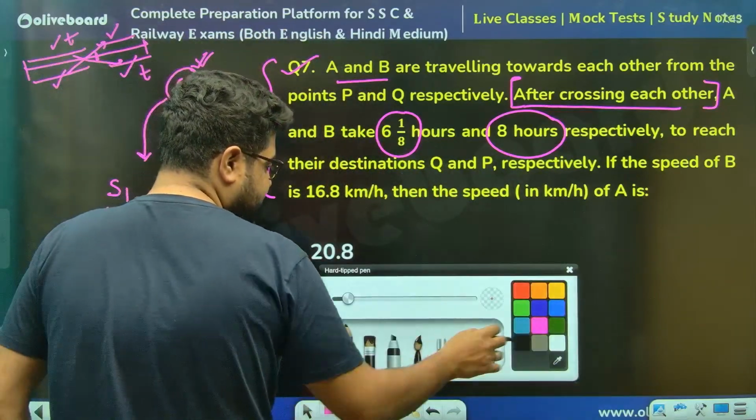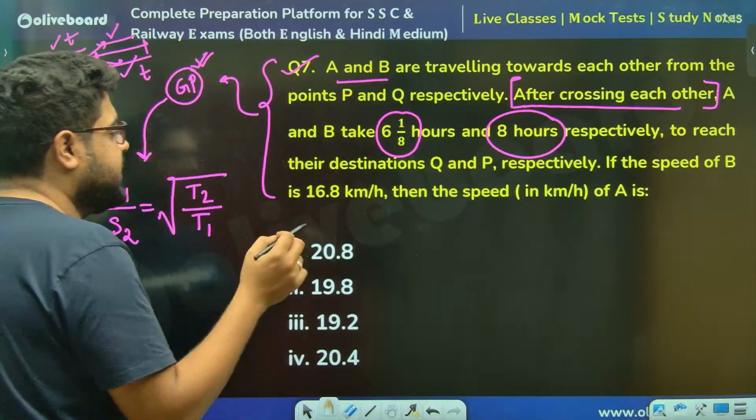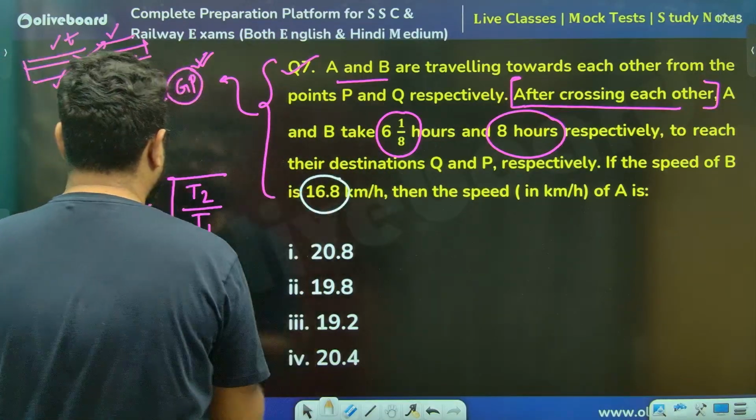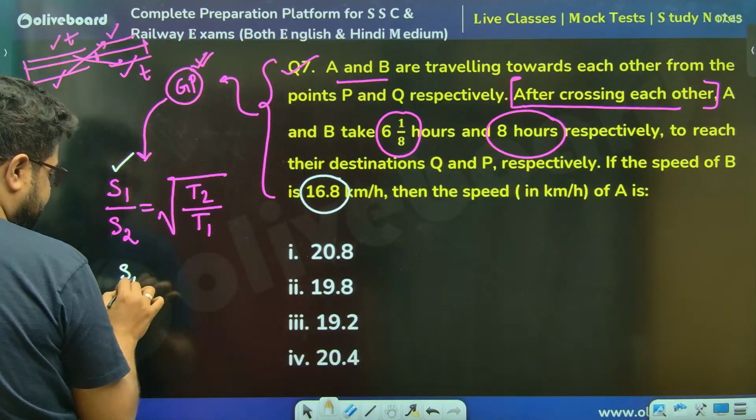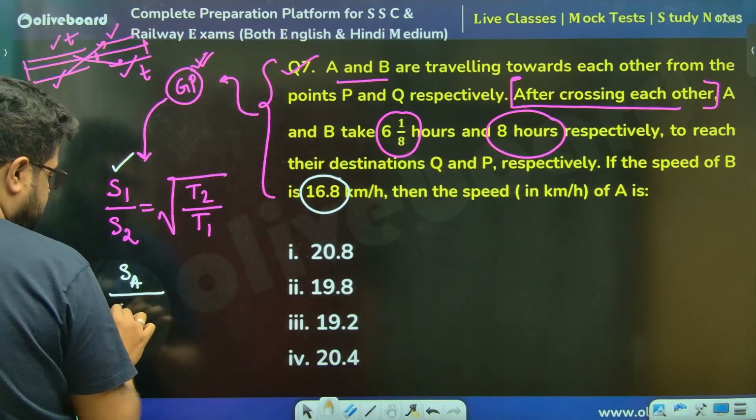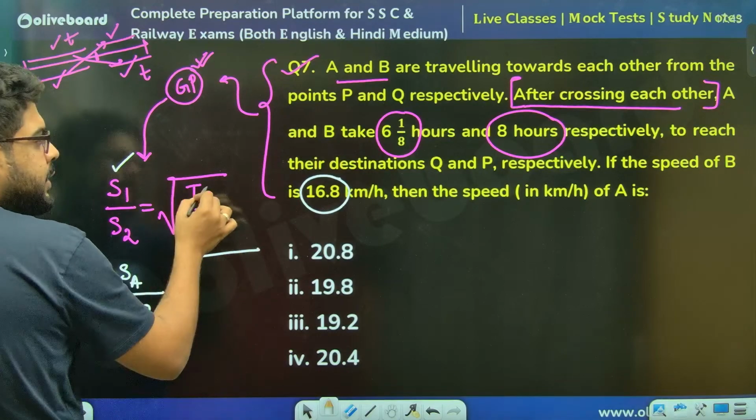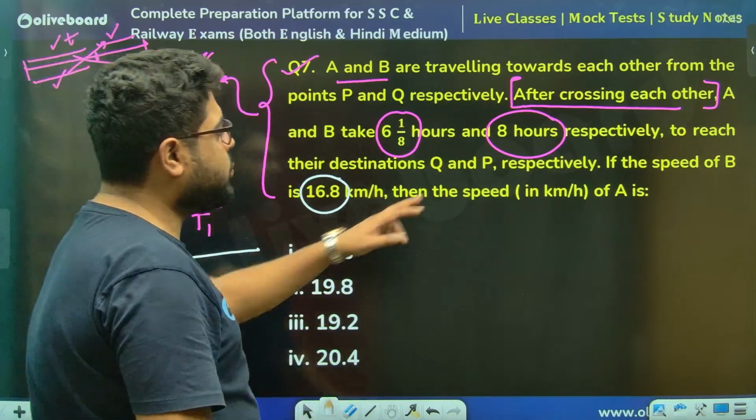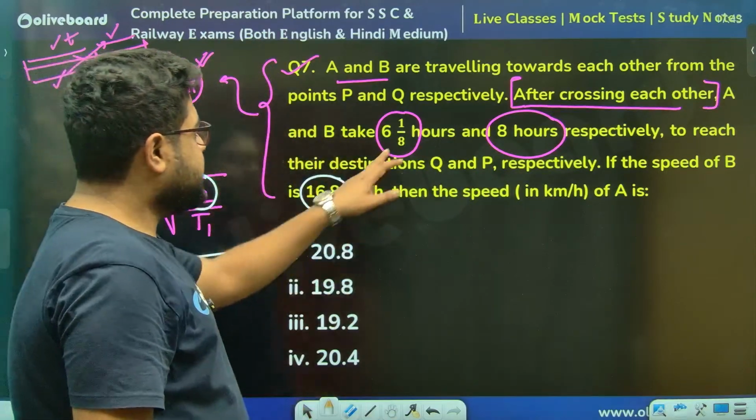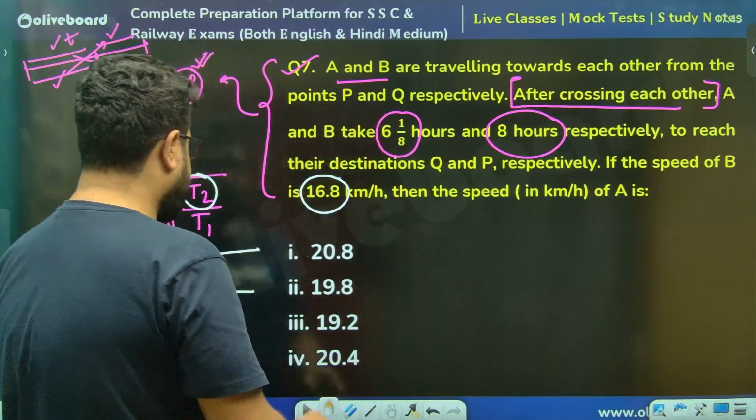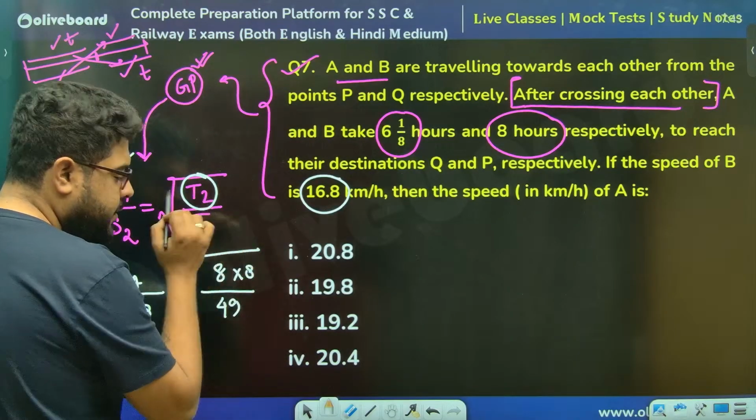Now here we just need to put values. S1, S2, do you know what they are? Speed of B is given. Speed of A I don't know. S1 I'm taking for A, so I'm writing SA by S2 or S of B is this. So T2 will be first. This is for B. B takes how much? 8 hours. A takes how much, sir? 6 8s are 48 plus 1, 49 divided by 8, which means it will go up.